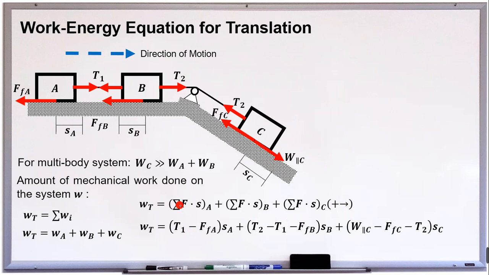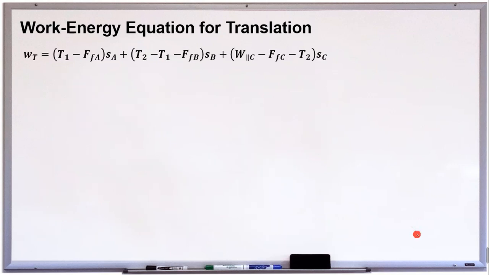Next, the summation of forces that exist for block A, we have a tension T1 minus the frictional force at A times the displacement of A, plus for block B, we have three forces present. These are T2, so T2 is positive, then FFB is negative, as well as T1, then multiplied by SB. And lastly, for our block C, we have three forces: the parallel component of the weight of block C minus the frictional force minus the tension on the rope that connects block B and C.